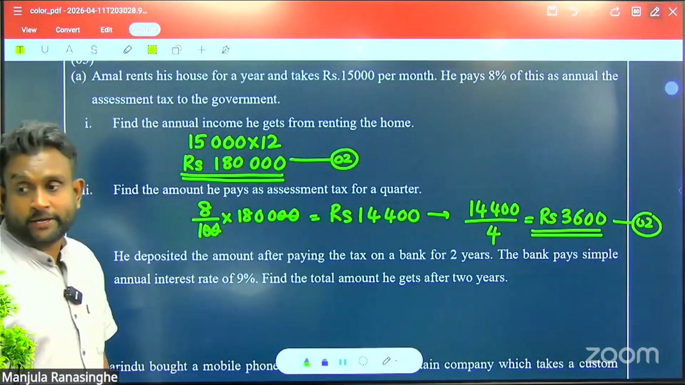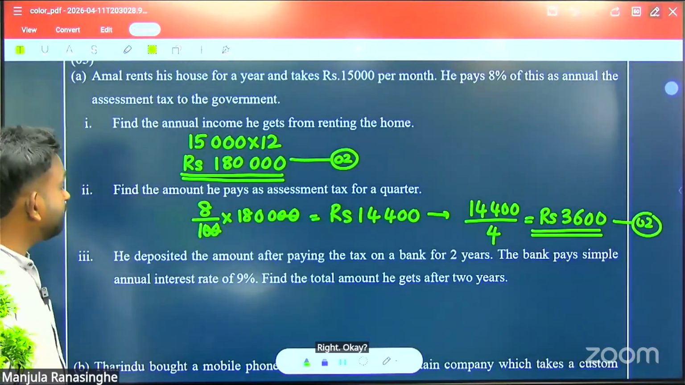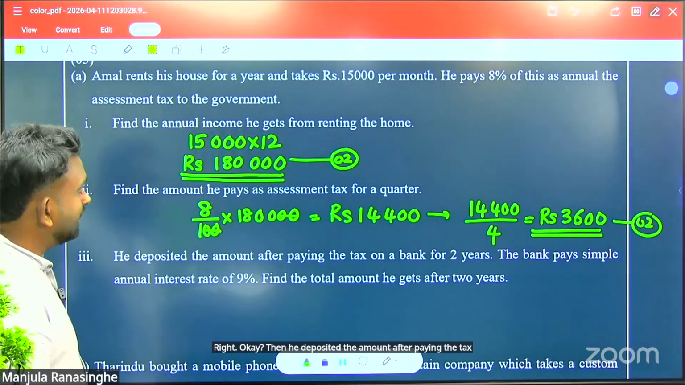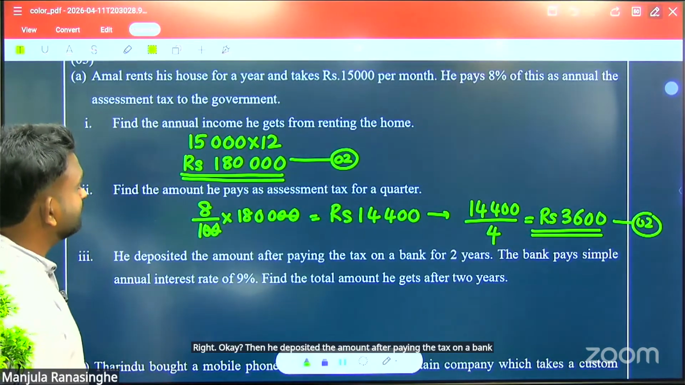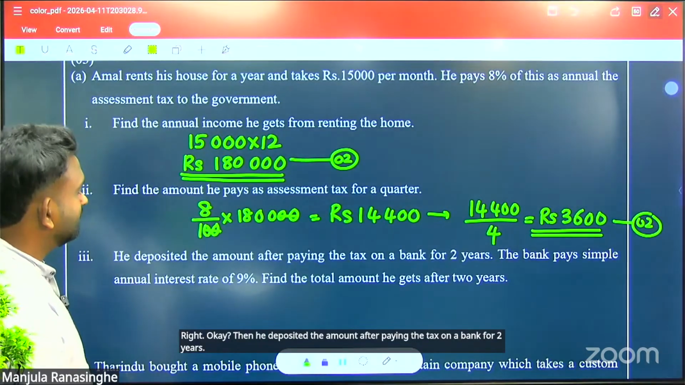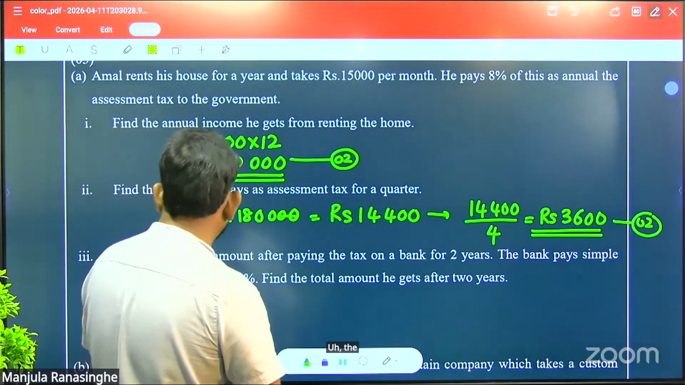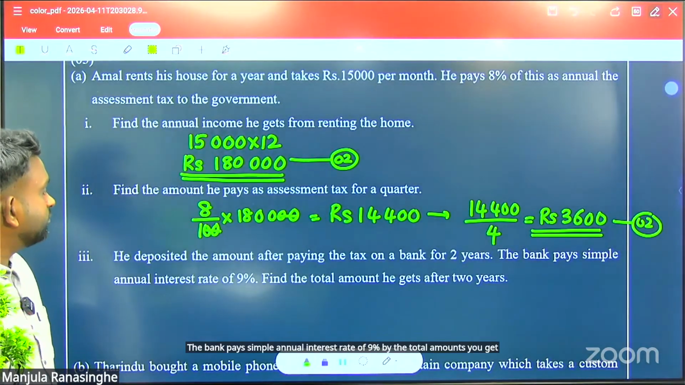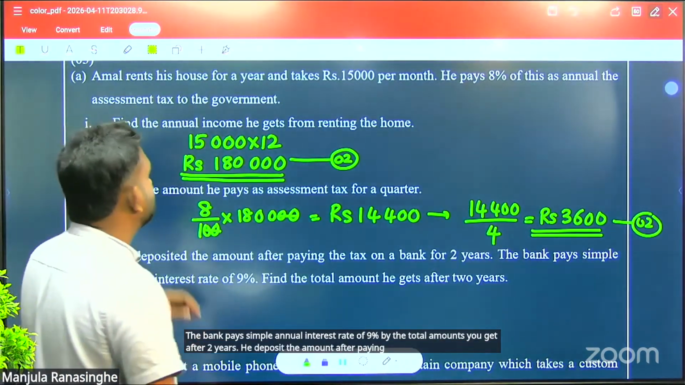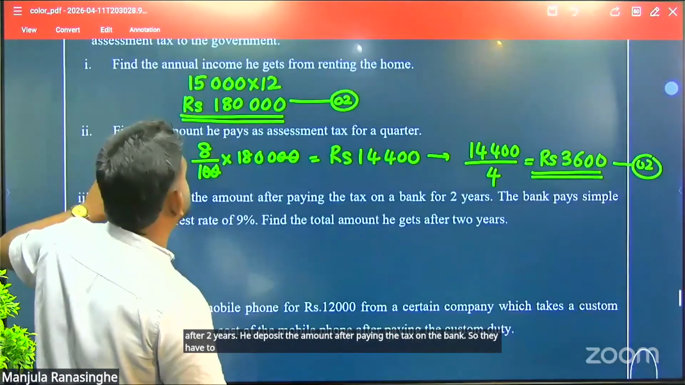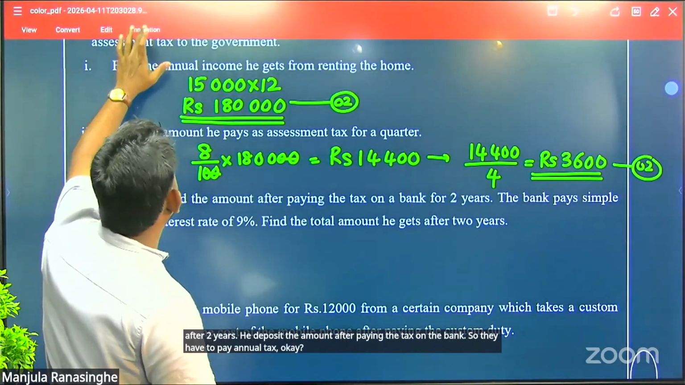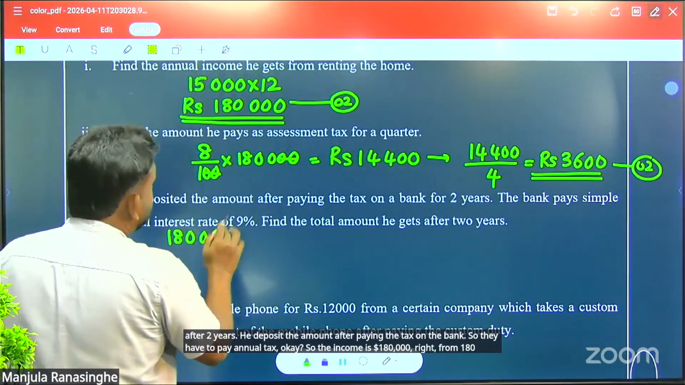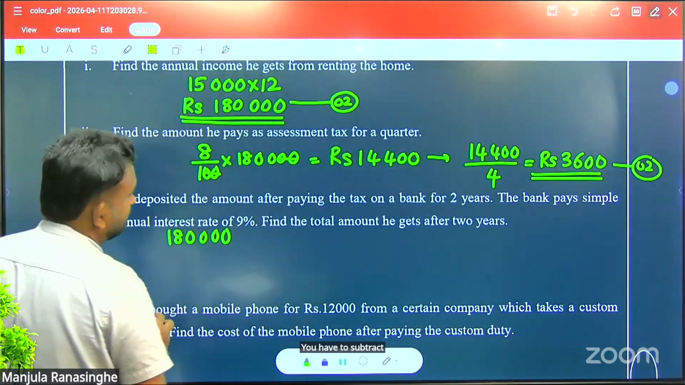Right. Then he deposited the amount after paying the tax in a bank for 2 years. The bank pays a simple annual interest rate of 9%. Find the total amount he gets after 2 years. He deposited the amount after paying the tax in the bank. So he has to pay the annual tax. The income is 180,000. From 180,000 income, you have to subtract the annual tax.